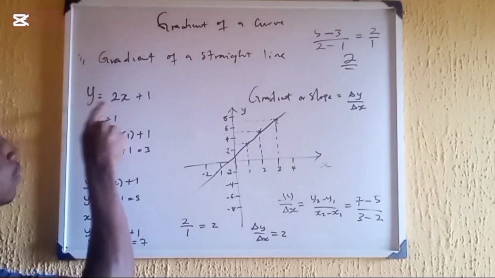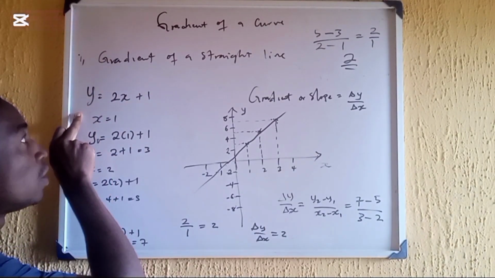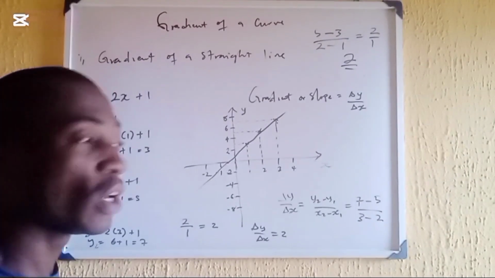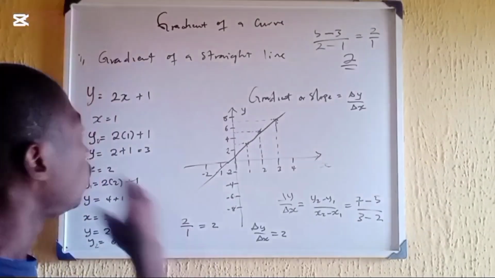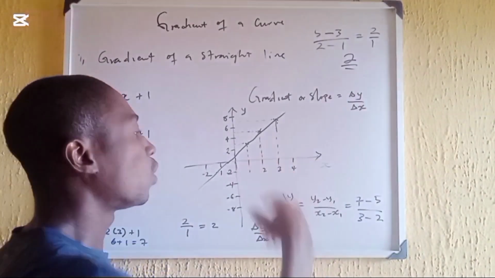Put 0 here. Make x the subject. You'll be having 1 crossing over, becoming minus 1. Divide minus 1 by 2, you have minus 0.5. If you use those points, you still get the same value for the slope of this line.